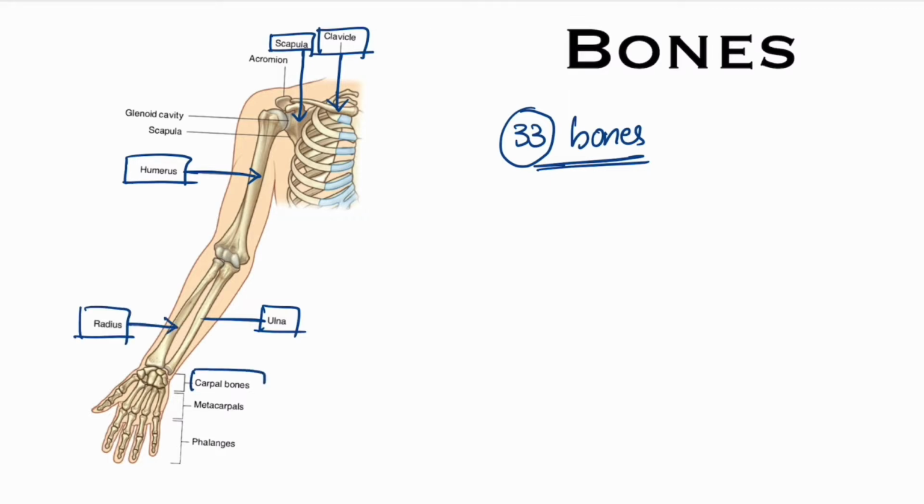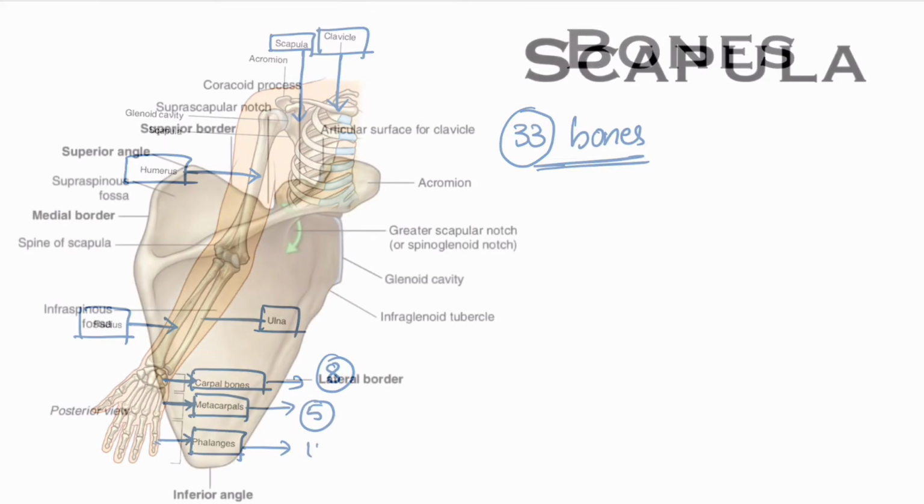And we have 8 carpal bones. These are the carpal bones here. And we have 5 metacarpals. These are the metacarpals. And we have 14 phalanges. And that's all about it.